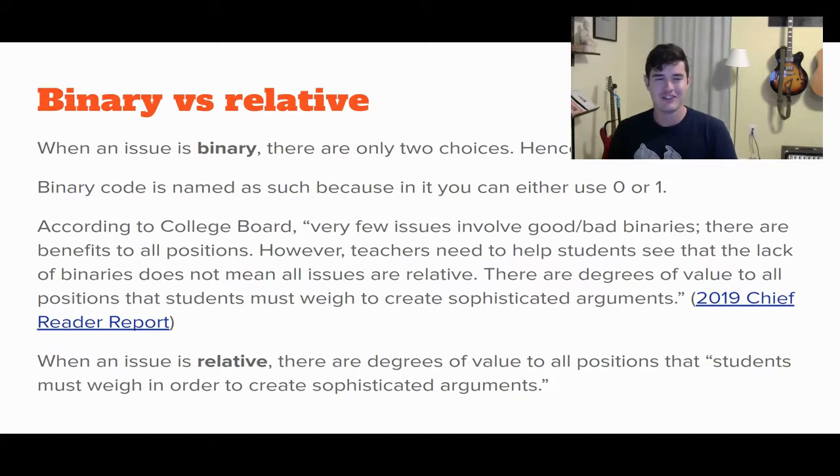position. But then after that, they say, "However, teachers need to help students see the lack of binaries does not mean all issues are relative. There are degrees of value to all positions that students must weigh to create sophisticated arguments." So their point is their most complicated issues are not binary. Even very hotly debated political arguments still have nuance to them, and I think College Board would agree that there could still be some sort of benefit wrought from looking into the other side's position.